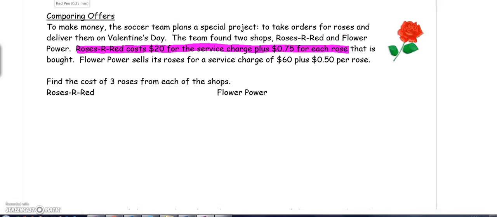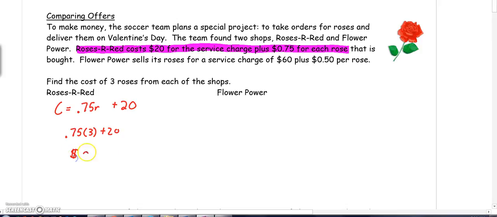So I can write a function rule where my cost is equal to 75 cents R, which means 75 cents times my roses, plus my $20 service fee that I'm only going to pay once for working with the company. I'm not going to pay for each rose. So if I want 3 roses, I'm going to do 0.75 times 3 plus 20. I can just enter that into my calculator, and I get a cost of $22.25.